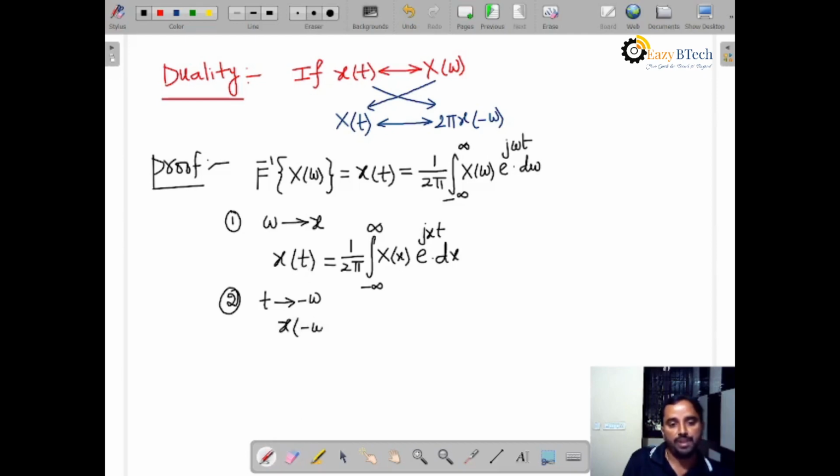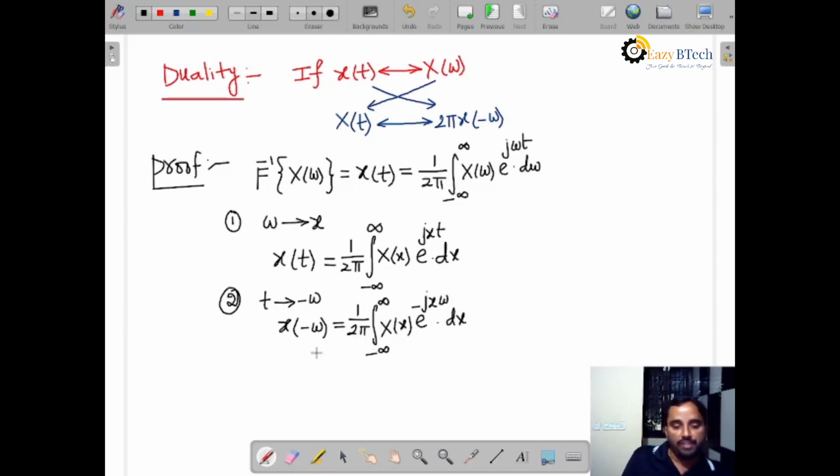So x of minus omega is equal to 1 by 2 pi, here we have minus omega. So 1 by 2 pi integral minus infinity to plus infinity, capital X of x e to the power, here t is minus omega, so minus j x omega dx. Right.